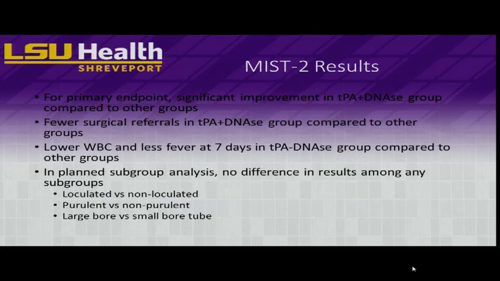So for the primary endpoint, they did prove a significant improvement, specifically in the combination group. So the groups that got either TPA alone or DNase alone did not show any significant improvement over placebo. They also noted fewer surgical referrals in the TPA plus DNase group compared to any of the other groups. Interestingly, even in the group that got placebo, their surgical referral was only 15%. In the TPA DNase group, it was 4%.